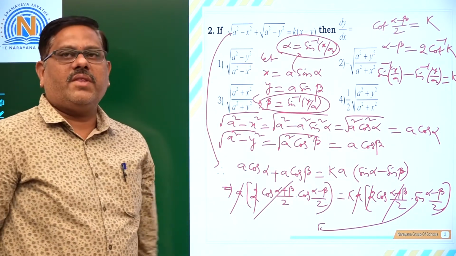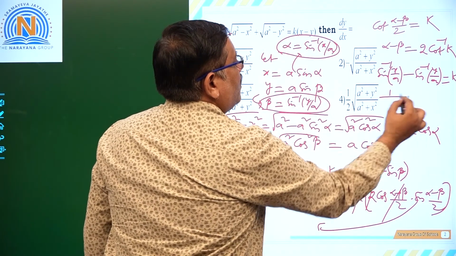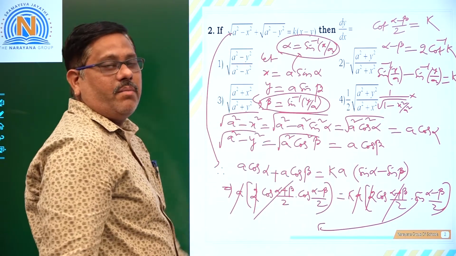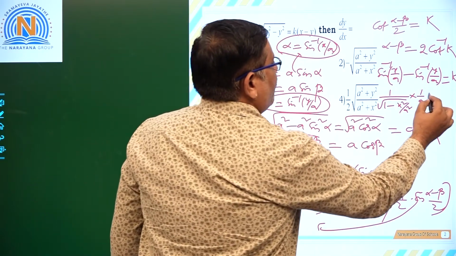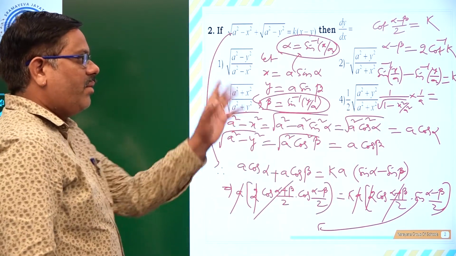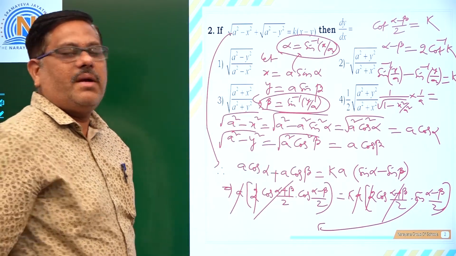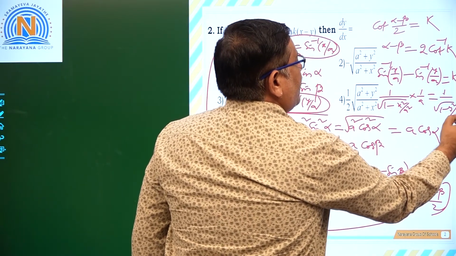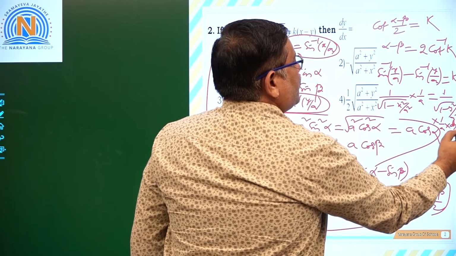Differentiate both the sides with respect to x. The derivative of sin inverse of x by a is 1 by root over 1 minus x square by a square, into the derivative of x by a, which is 1 by a. After differentiation, on the other side the derivative of this function is 1 by root over 1 minus y square by a square, into 1 by a, into dy by dx, by the chain rule.